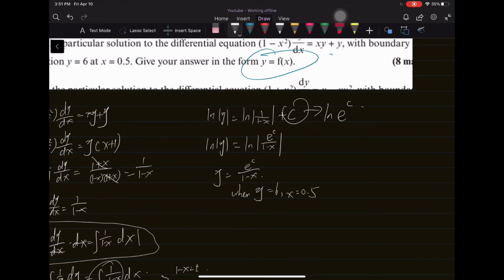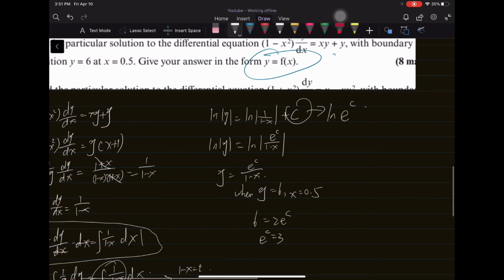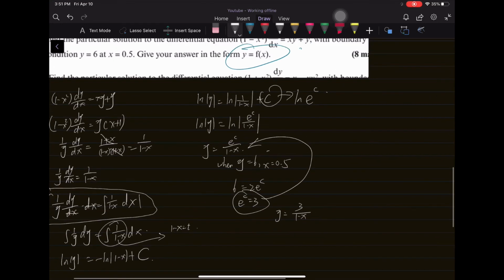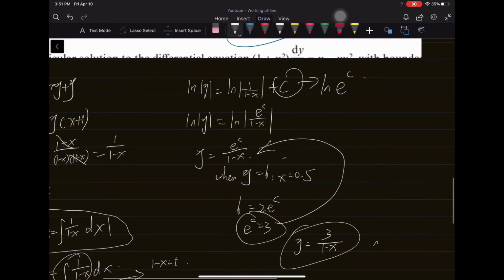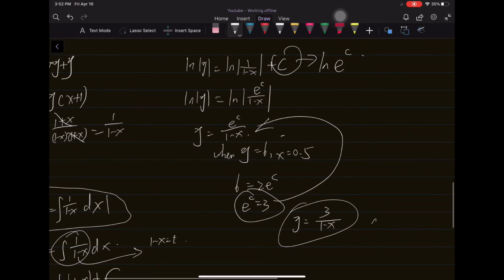It says when y equals 6 and x equals 1 over 2, we will have 6 equals this, and e to the power of c equals 3. Plug it back, we will get y equals 3 over (1 minus x). That's the answer.